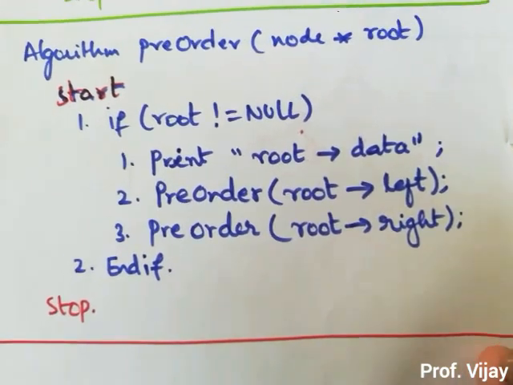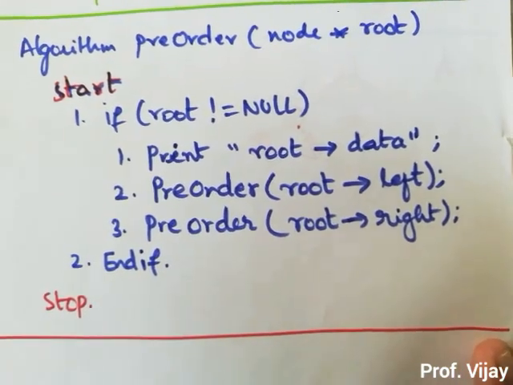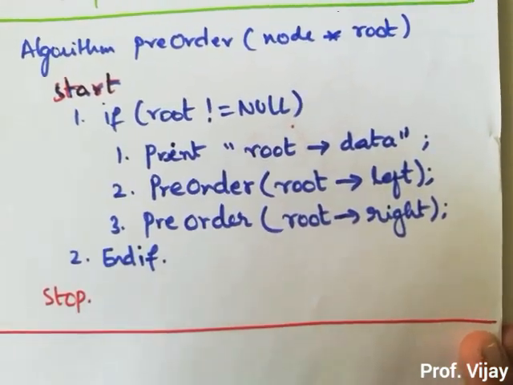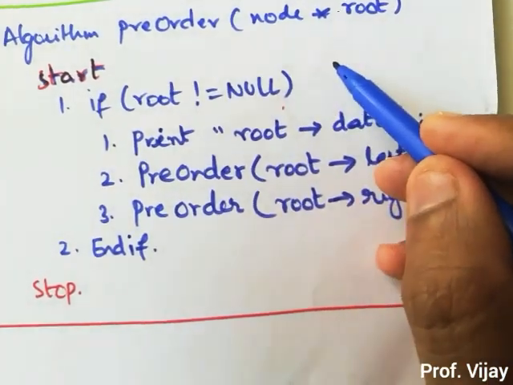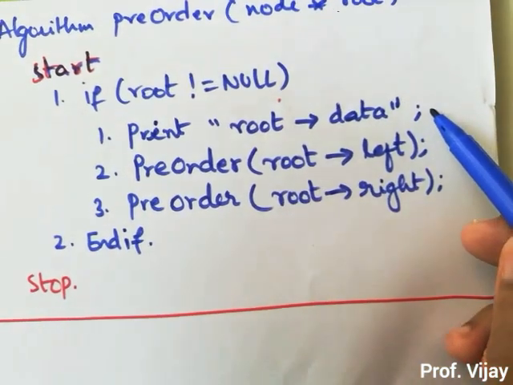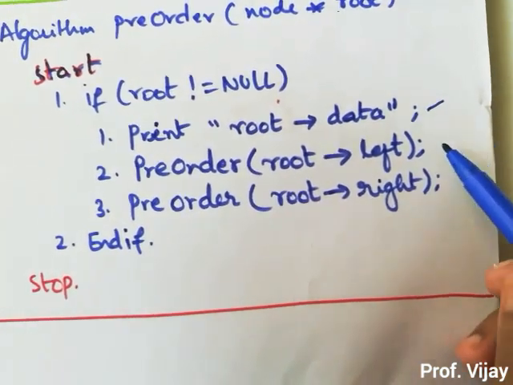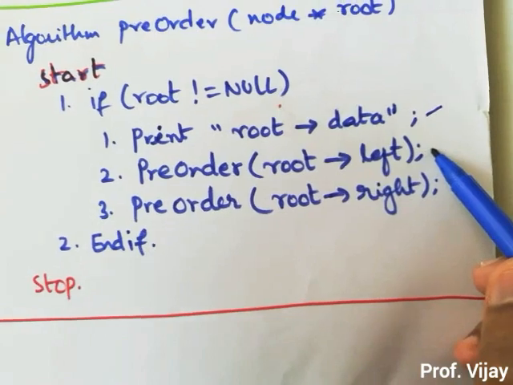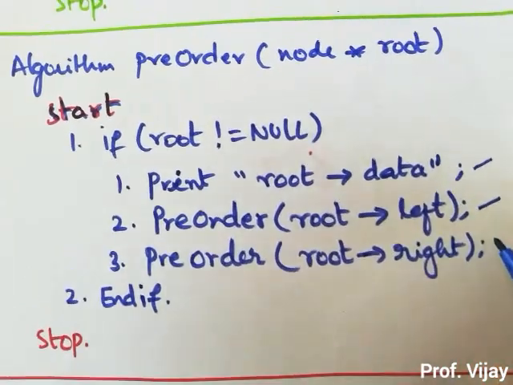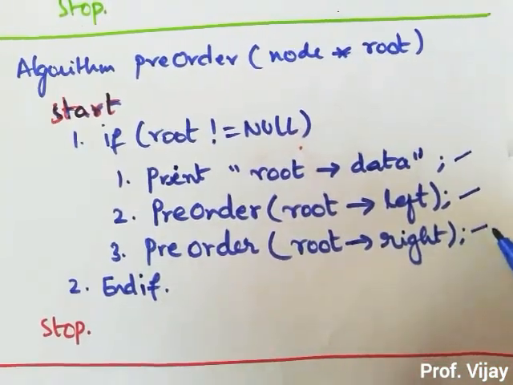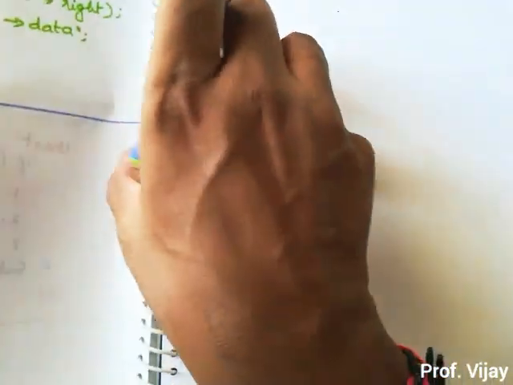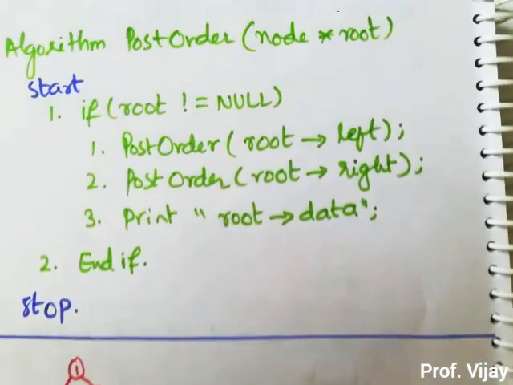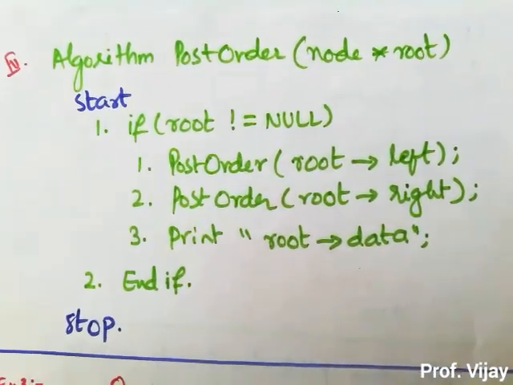Now let us try to understand the pre-order traversal, with a similar procedure. Pre-order traversal visits the root first, then the left subtree and the right subtree. So when the root is not null, we visit the root, then recursively traverse the left subtree and recursively traverse the right subtree.